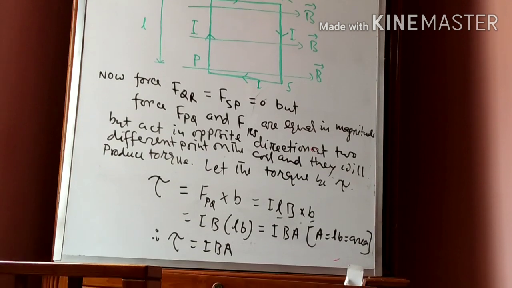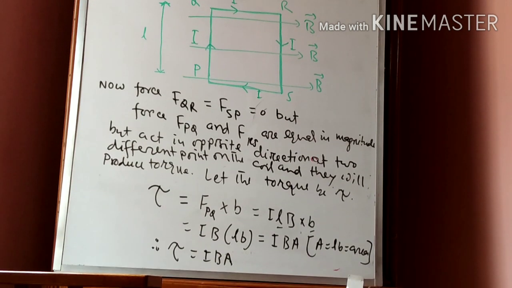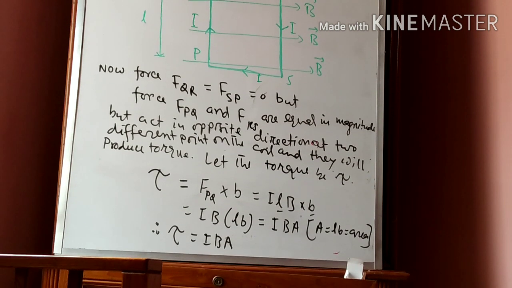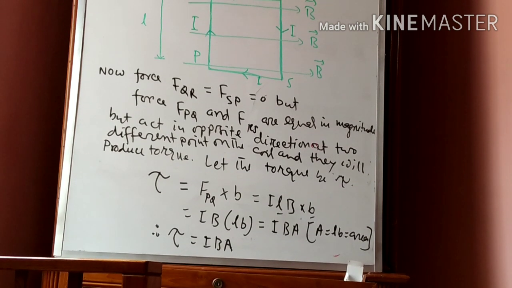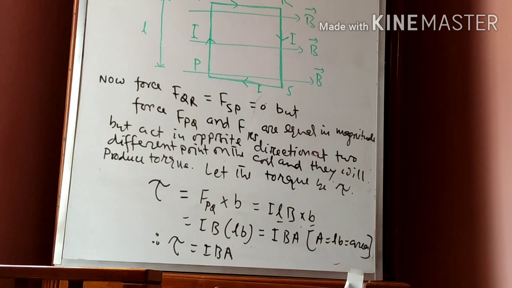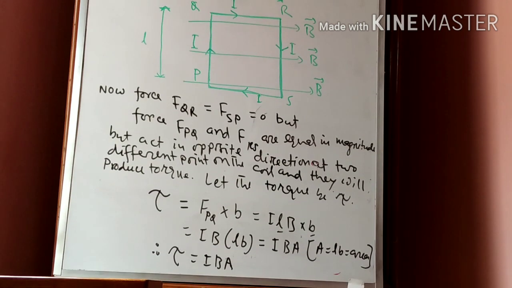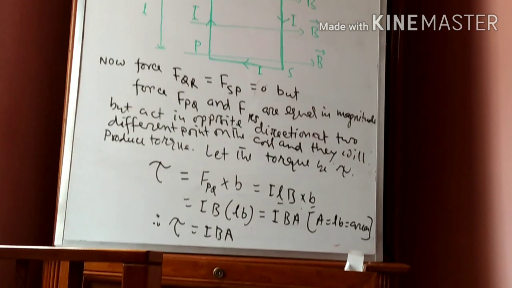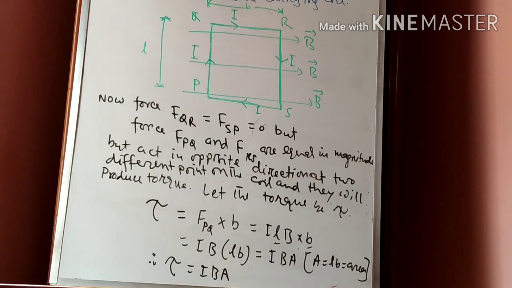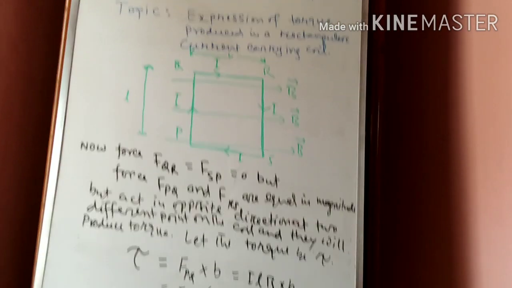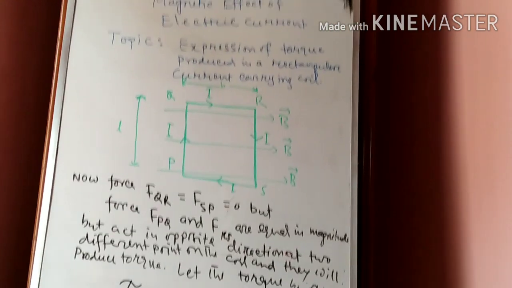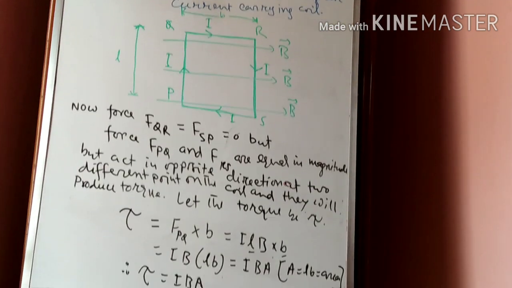So we get, let the torque be tau, then tau is F_PQ into B, and F_PQ is I L B into B, and L and B is the area of the coil. That's why torque equals I B A. This is for a single turn of a rectangular coil.